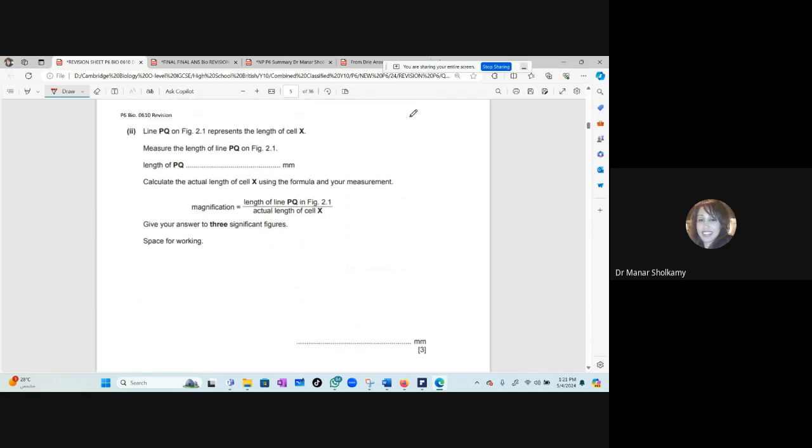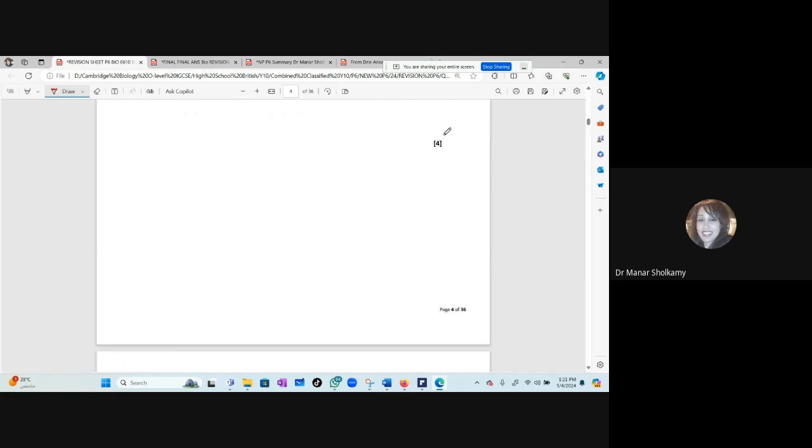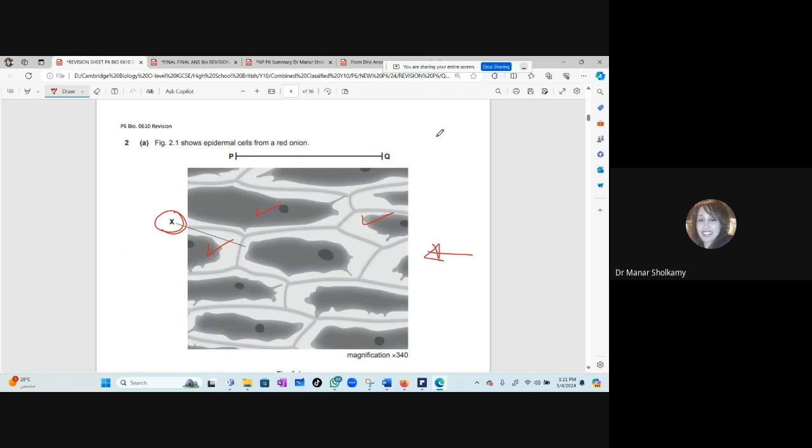Now, why did I include that? Even though it's very easy, some of you still forget that you will measure XY or PQ in centimeters. You will use your ruler and then you will convert it to what? You will keep it in centimeters?